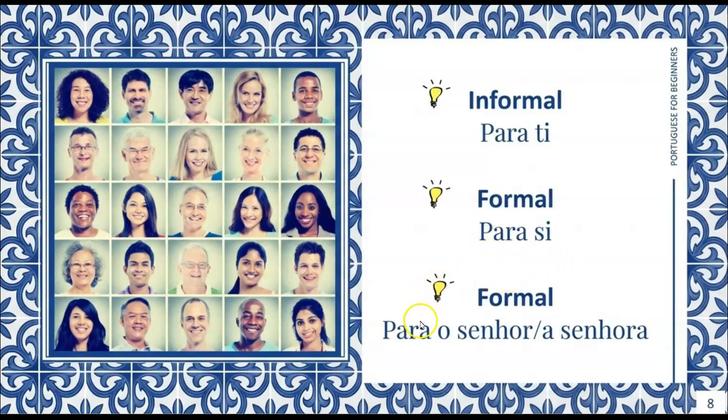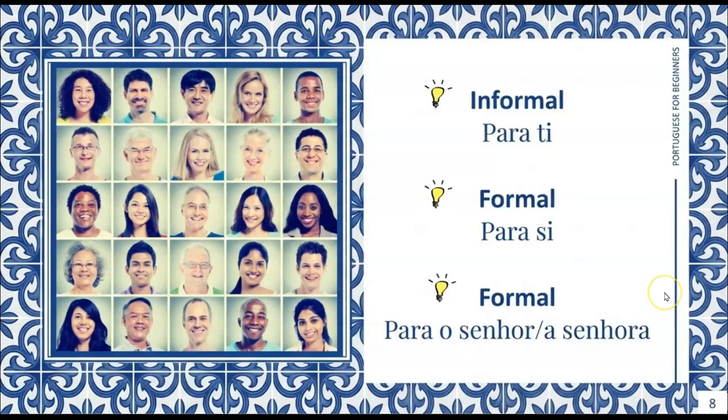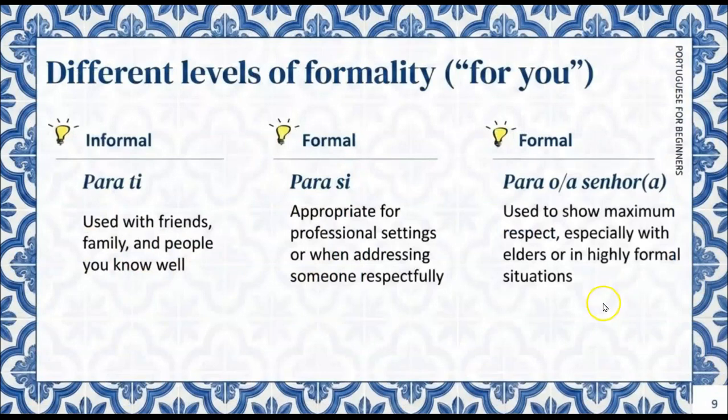If I want to make it extra formal, I'm going to use the o senhor or a senhora. I would say para o senhor if I'm addressing a male, or para a senhora if I'm addressing a female. This is more or less the equivalent of sir or ma'am. O senhor, sir, a senhora, ma'am. So the informal para ti is commonly used with friends, family, or people you know well, or even people you feel comfortable with. The formal para si is appropriate for professional settings or when addressing someone respectfully. The extra formal para o senhor or a senhora is used to show maximum respect, especially with elders or highly formal situations.